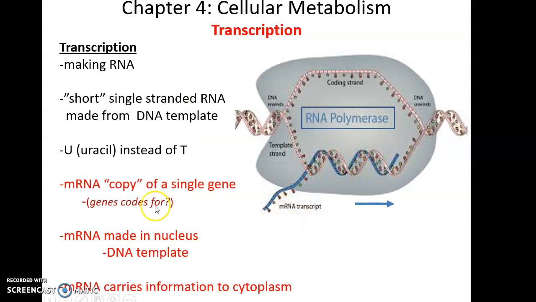All right, so we have that messenger RNA copy of a single gene produced. What do genes code for? Hope you said proteins. Messenger RNA is made in the nucleus because it needs the DNA as a template, and then the messenger RNA leaves the nucleus and goes into the cytoplasm where the ribosomes are. And that is it for this part of the chapter.